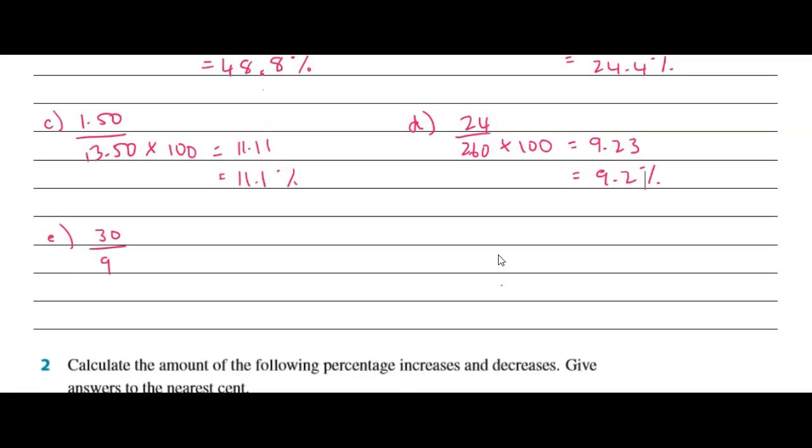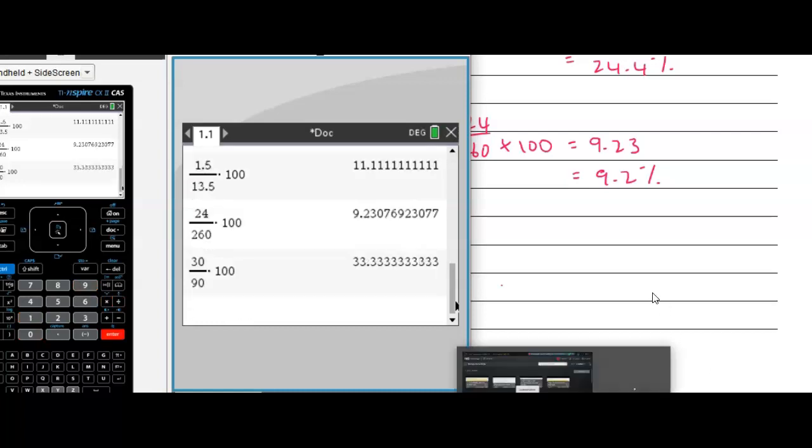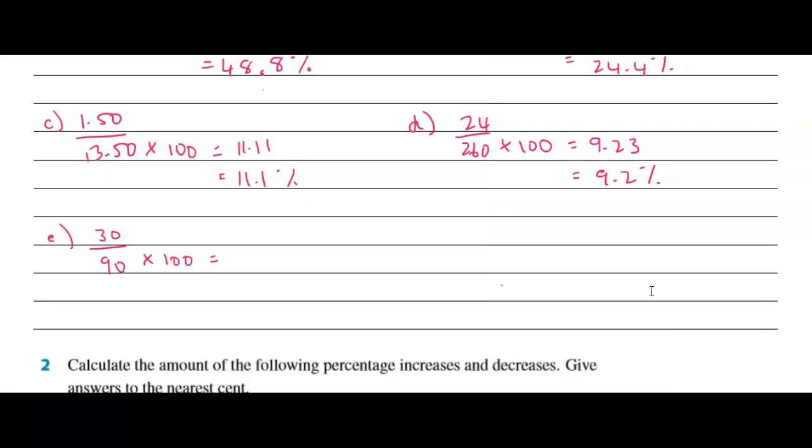Now, when we're doing 30 cents over 90 cents, you don't have to convert it into dollars, as long as you're consistent. So you don't want to be working with different units. You don't want to be working with dollars and cents. So 33.33. So to 1 decimal place, 33.3%.